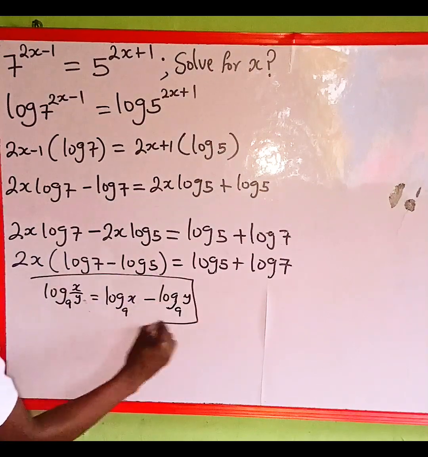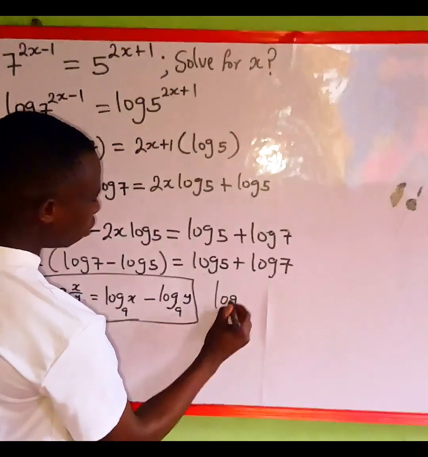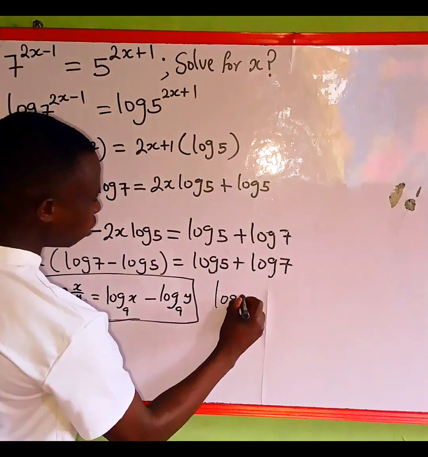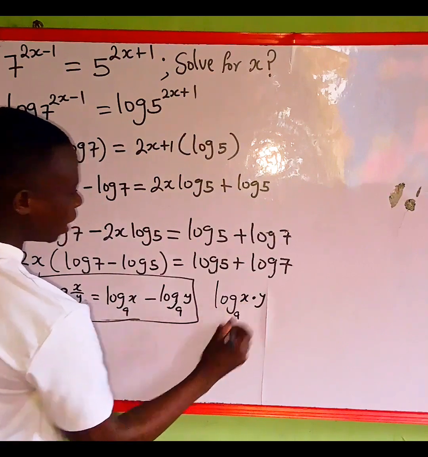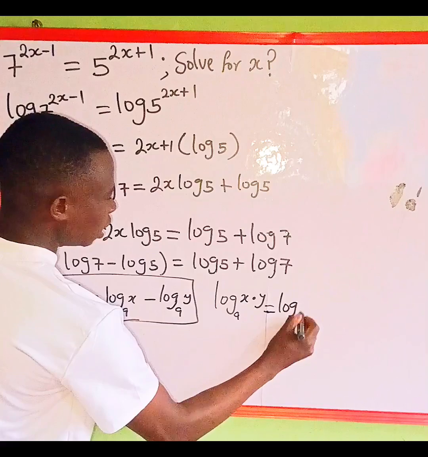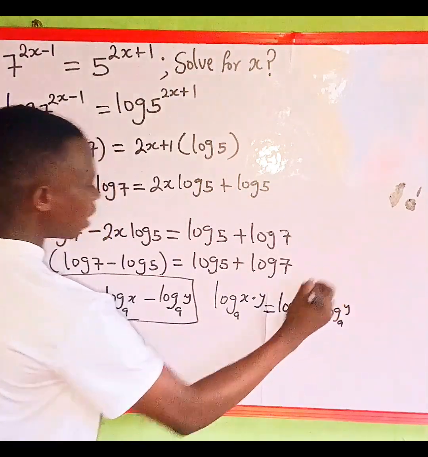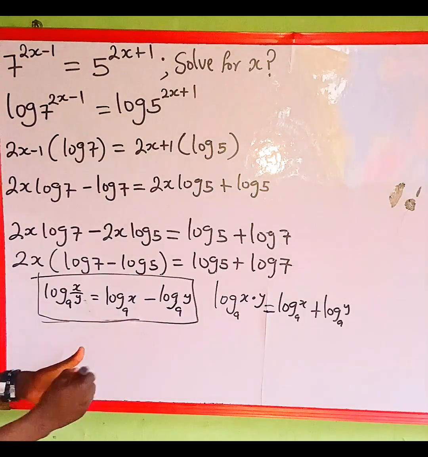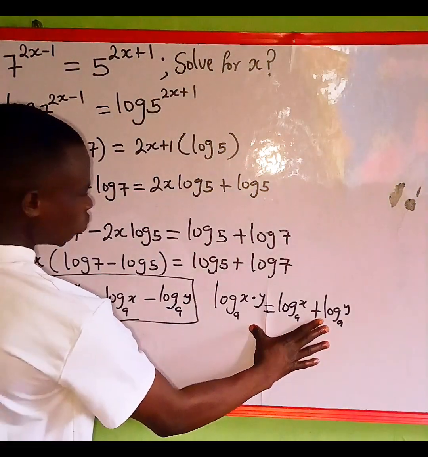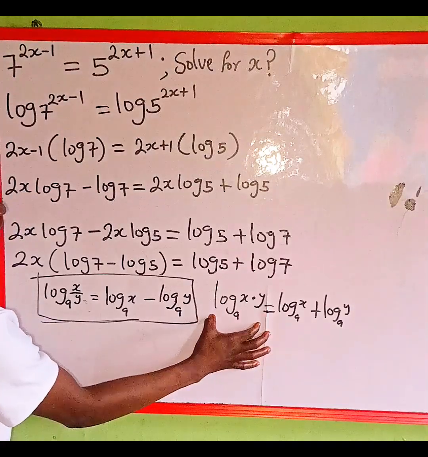And equally, we are going to recall the multiplication property of logarithm. When we have log to base a of x multiplied by y, this is the same as what? As log to base a of x, then plus log to base a of y. So this is the multiplication property of logarithm. And if you look at this equation, this right hand side is in the form of this, so we are going to convert it to this form.